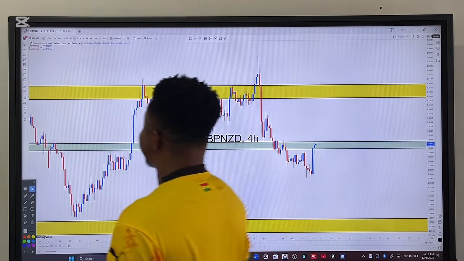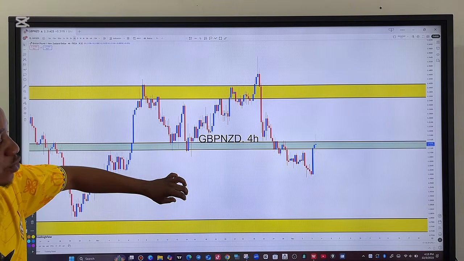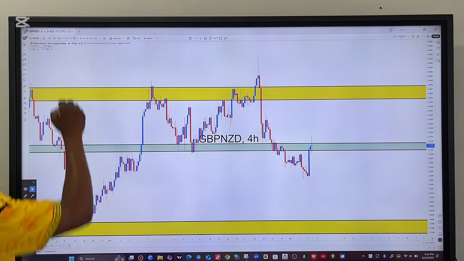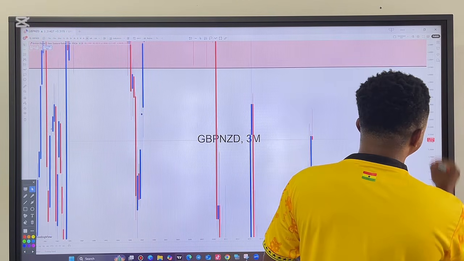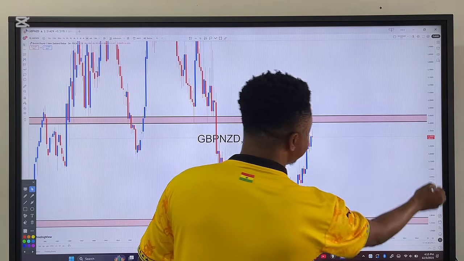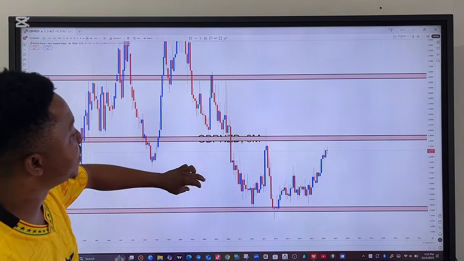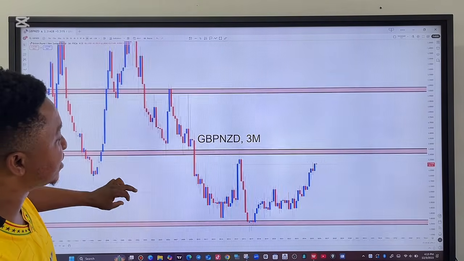Alright, so GBP and NZD is up next. Let's see if we can also break down this pair thoroughly. So GBP and NZD, let's take it to the 3 months time frame and also begin with the breakdown. Alright, so this is GBP and NZD on the 3 months time frame.